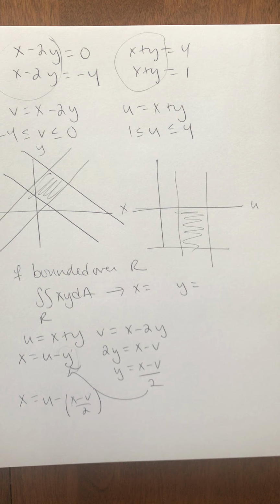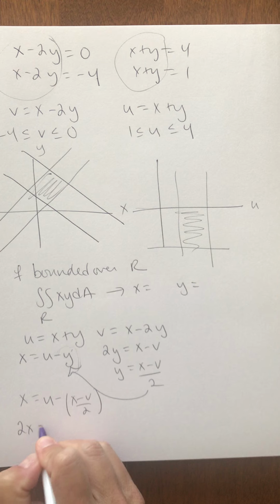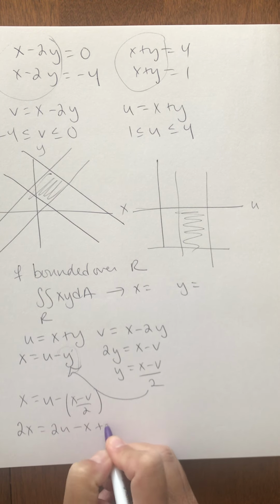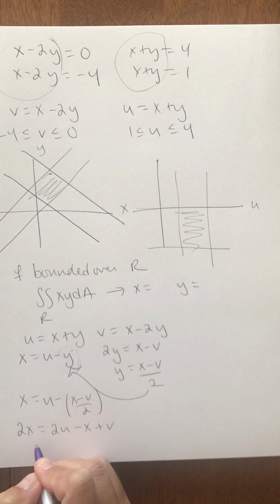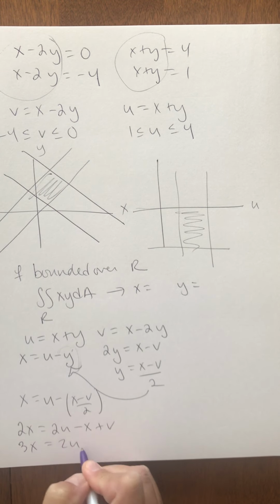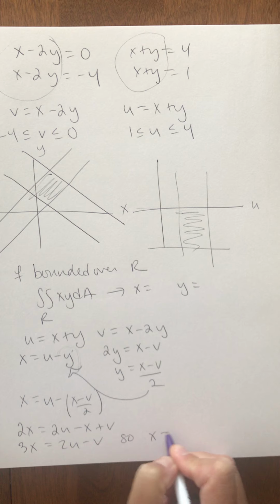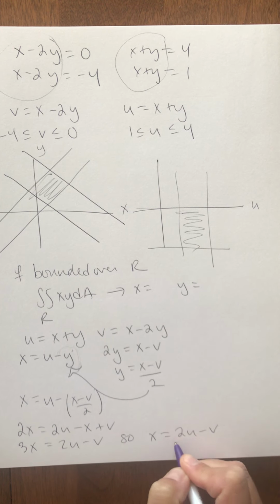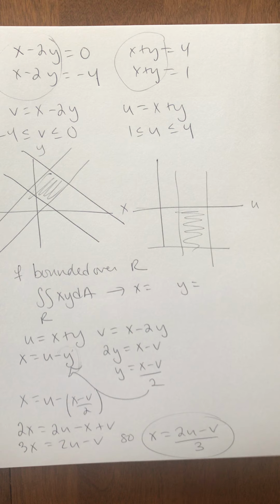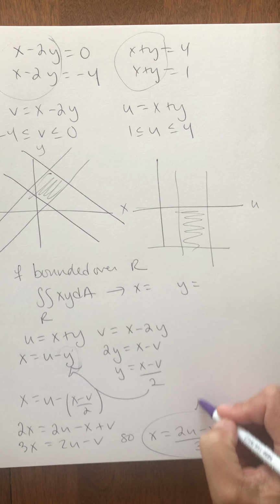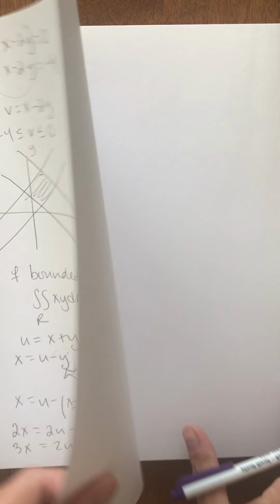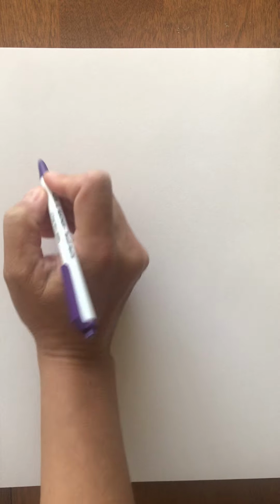I'm pretty lazy, so I would go ahead and multiply everything by 2. So 2x equals 2u minus x plus v. 3x equals 2u minus v. So x equals 2u minus v over 3. I am partway done because I have a lot more algebra to do. I need to solve for y. So now I have x. Now I need to find y.